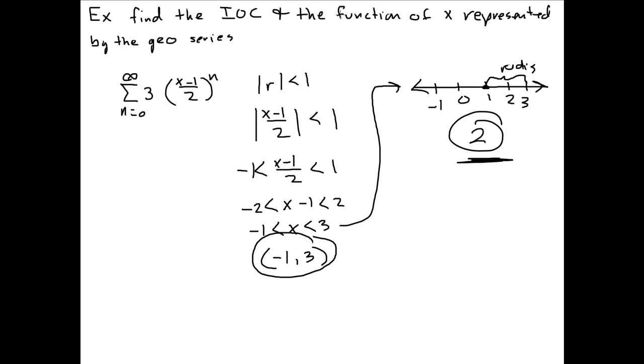Now we want to find the function of x represented by this geometric series, and we know that just by this little formula, this converges to a sum of a over 1 minus r. In this case, a is 3 over 1 minus the r, which is x minus 1 over 2. Now if we multiply everybody by 2, we get 6 over 2 minus x plus 1. The 2's will cancel. If we distribute the negative, that becomes positive, of course. So the function of x represented by the geometric series is 6 over 3 minus x.